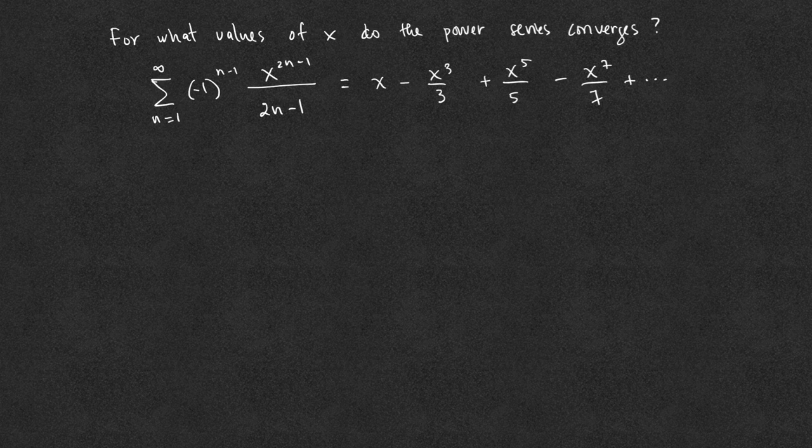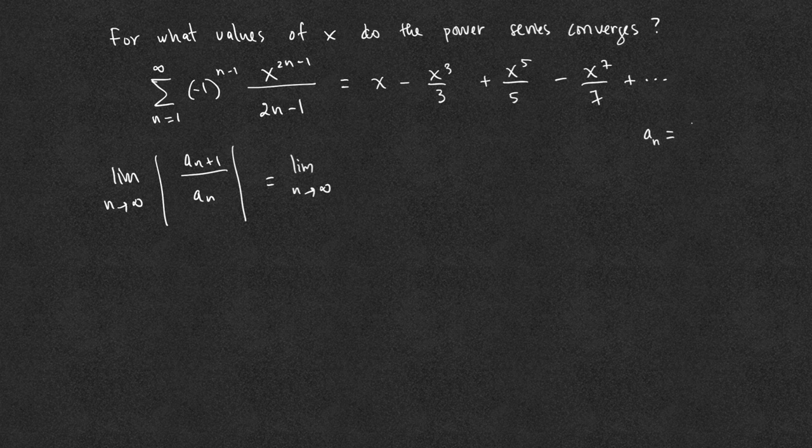To determine the values of x where the power series converges, we need to use the ratio test. The limit as n goes to infinity of the absolute value of a sub n plus 1 over a sub n, where a sub n plus 1 is the term one more than a sub n. Clearly write out a sub n.